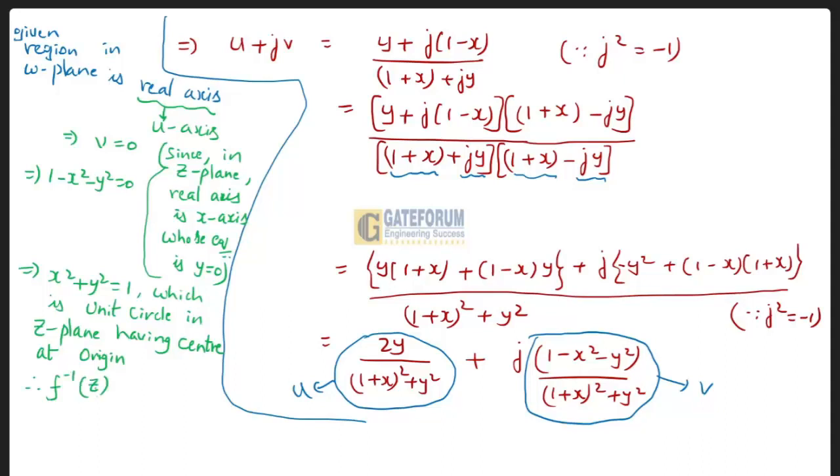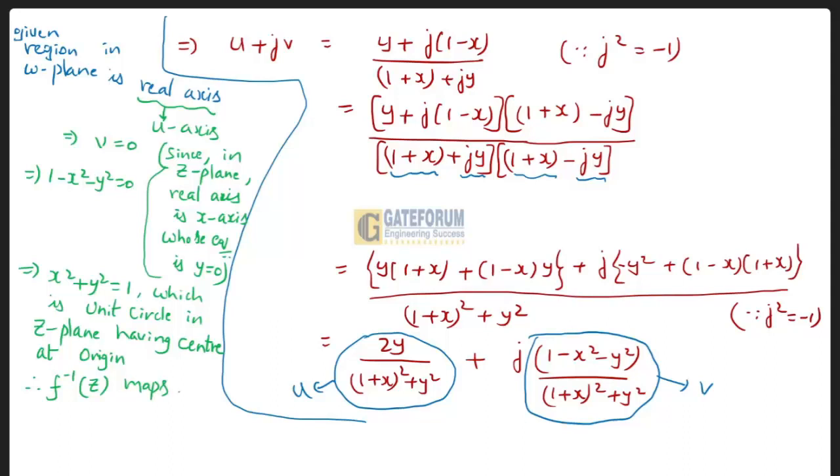Actually, F inverse W, that is the notation, maps. I don't know why they have given F inverse Z. F of Z maps a region in the Z plane to a region in the W plane. F inverse W maps a region in the W plane to the Z plane. Notation doesn't matter, concept is important.